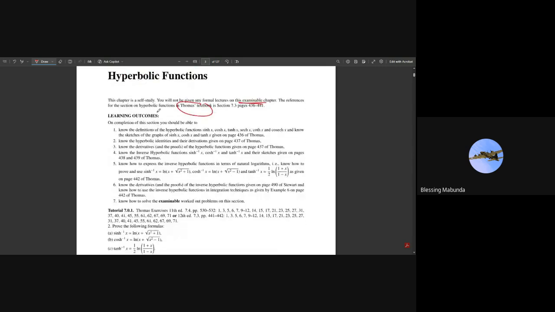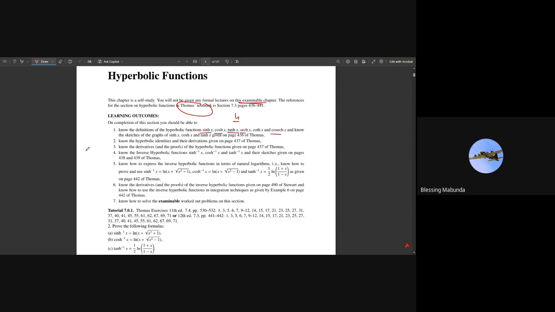Okay, so the learning outcomes for the section here: you should know the definitions of the hyperbolic functions. So we call those sinh, cosh, and tanh, sech, coth, and cosech. And you should also know the sketches of the graphs of these hyperbolic functions. When you look at all these hyperbolic functions, you'll notice that there's an h that goes with them. That's to let you know that you're looking at a hyperbolic function.